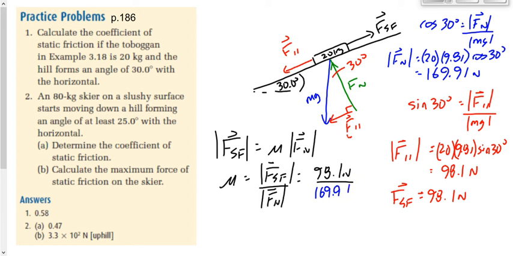We divide those two numbers, and I think when we divide those two numbers, we end up getting 0.58. Is that right?